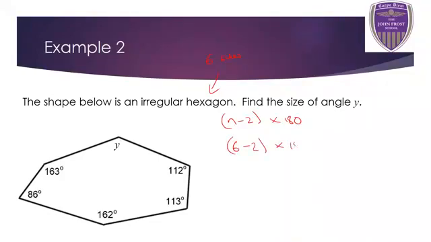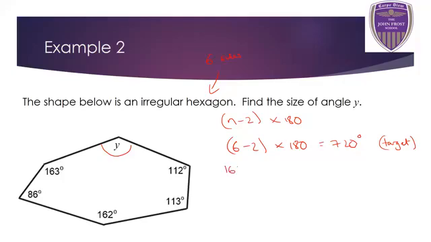So 6 minus 2 gives you 4, sorry. So then 4 multiplied by 180 should be 720. Okay, so our target this time is 720. And again, out of the 6 angles, there's only this missing angle here that we don't know. So add up the angles that we know, and this time take it away from 720 because that's our target.